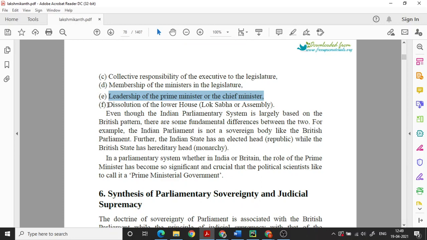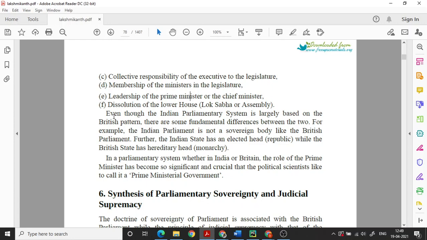Next is dissolution of the lower house, the Lok Sabha, or even the assembly. So after 5 years, the Lok Sabha or the assembly can be dissolved, or on certain grounds it can be dissolved even before that. So the Lok Sabha is not a permanent body.